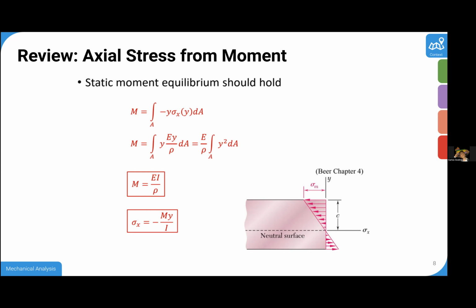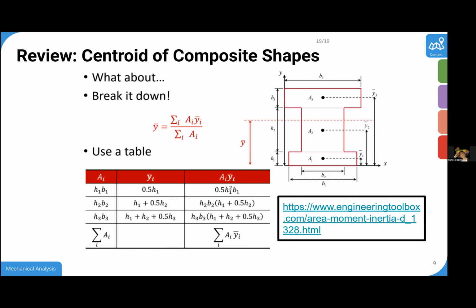I is your second moment of inertia, or sometimes called your area moment of inertia.